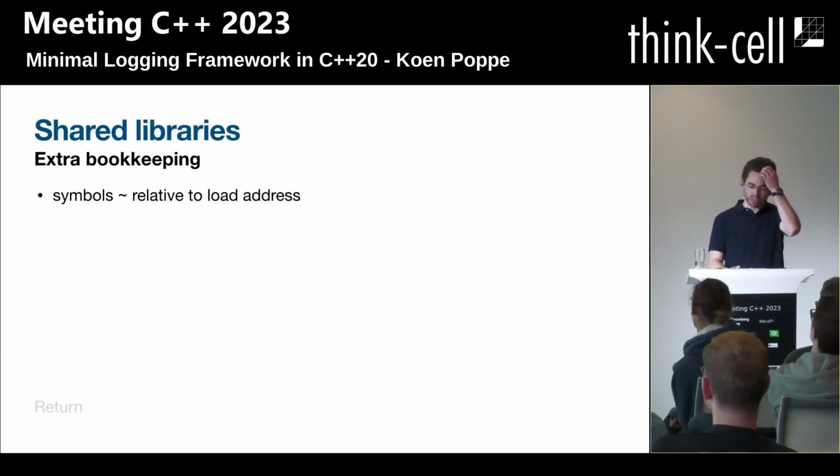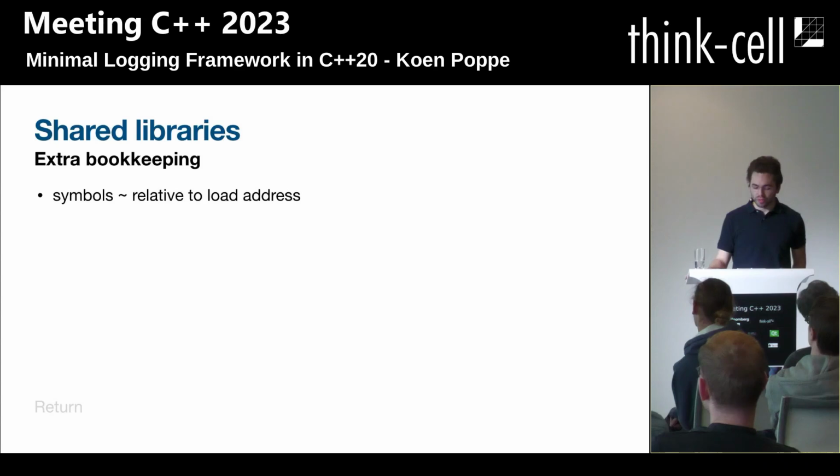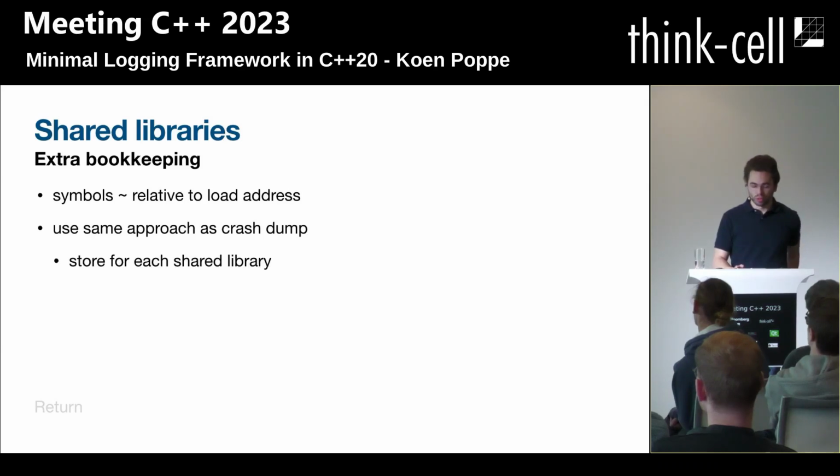The third slide I still have here is about shared libraries. That was the question before. Symbols are always relative to the load address. That's also something that you have to take into account, and you can just use the load address to figure out these things. And that's the same way as crash dumps do it. They just store the load address for each of the binaries, so it can be determined, okay, this instruction pointer is in this range, so it belongs to this binary.